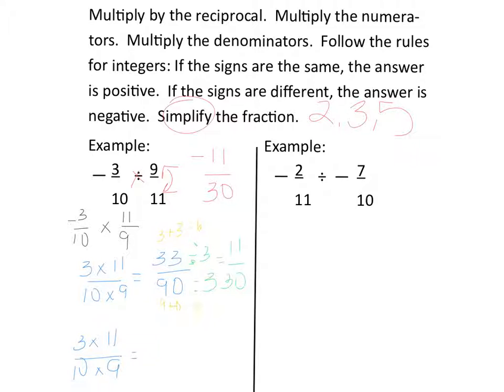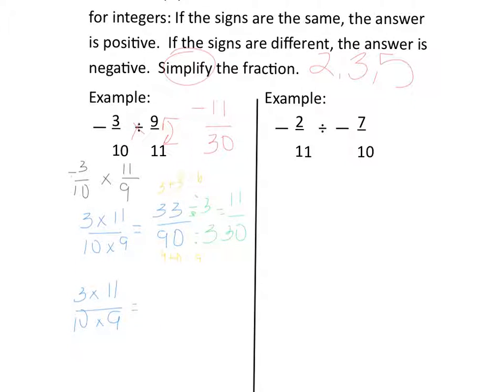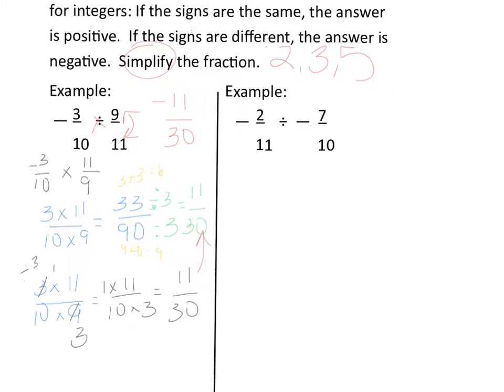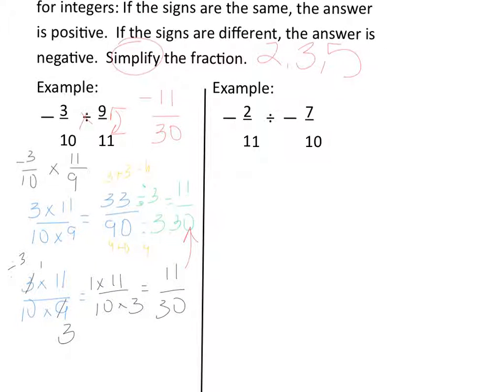If we were to cross simplify, we could note that we can divide by 3. And 3 goes into 3 once, 3 goes into 9 3 times. So we have 1 times 11 and 10 times 3. 1 times 11 is 11 and 10 times 3 is 30. Once again, notice that we'll get the same answer either way, and we still have to figure out the signs, so we still have to know those integer rules, but you can simplify either way depending on which way makes more sense to you. Now for negative 2/11 divided by negative 7/10.